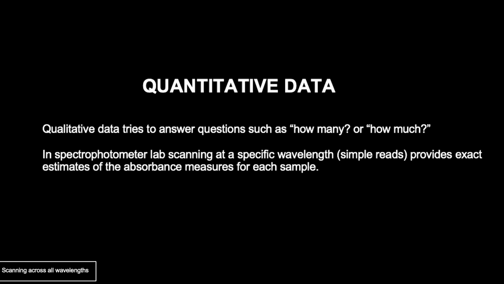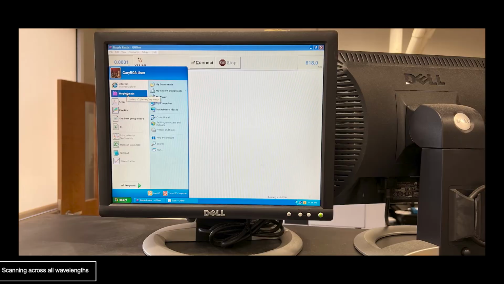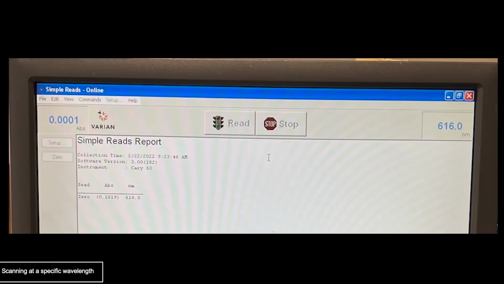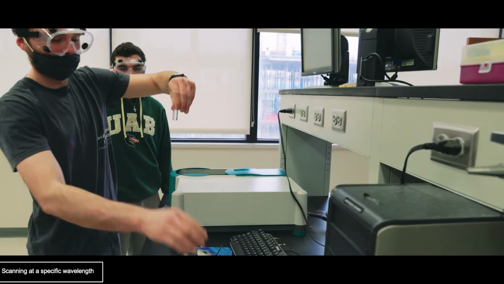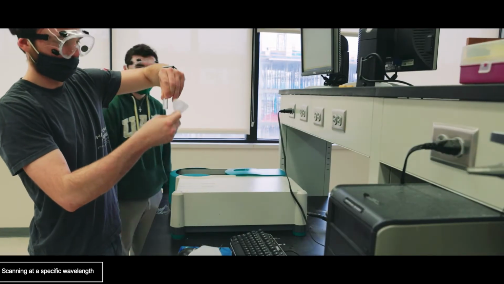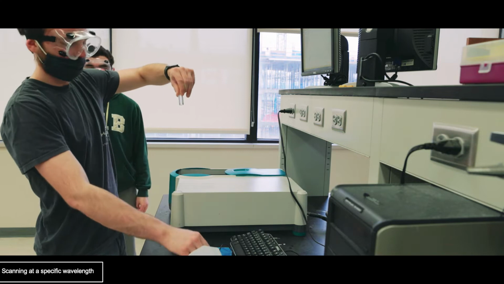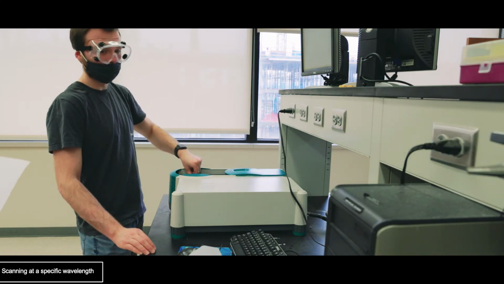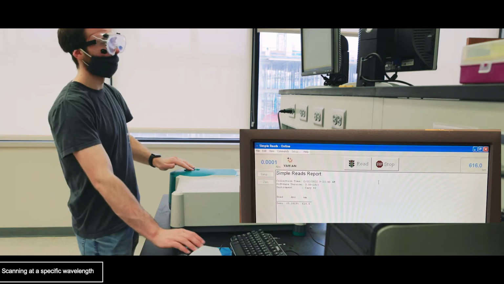Now the students begin to collect their quantitative data. The students exit out of the scan software and start simple reads. They immediately press setup, located on the left margin, and enter the lambda max, 616 nm. From here, they begin again by wiping the sides of the distilled water cuvette, placing the sample in the spectrophotometer, closing the lid, and zeroing the water sample.